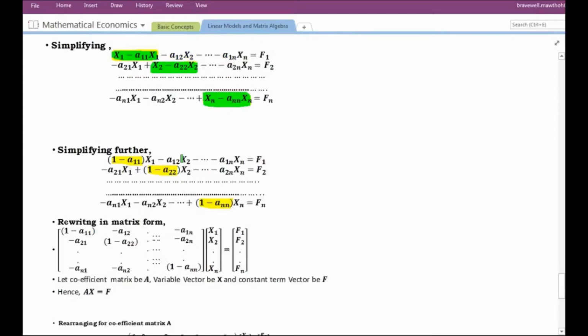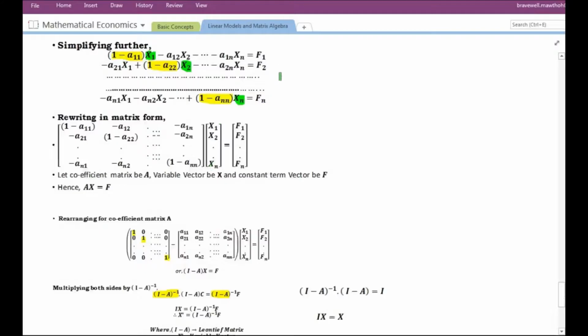Let us simplify further by taking the common factor between the two terms. In the first equation, we have x1 as the common variable between the two terms. In the second equation, we have x2 as the common variable between the two terms. And in the nth equation, we have the variable xn as common between the two terms.